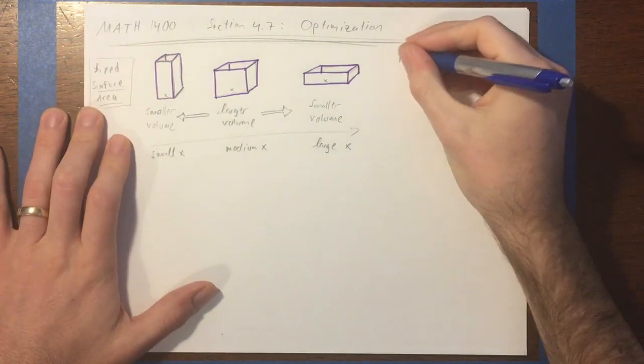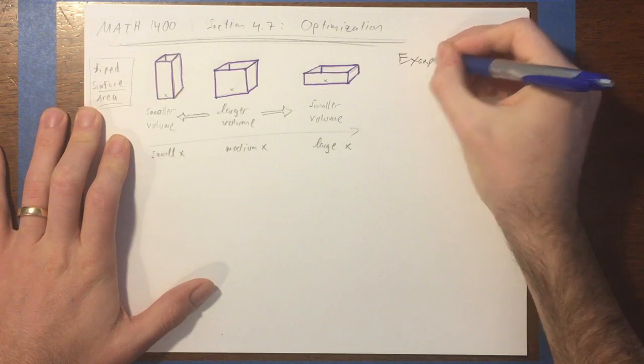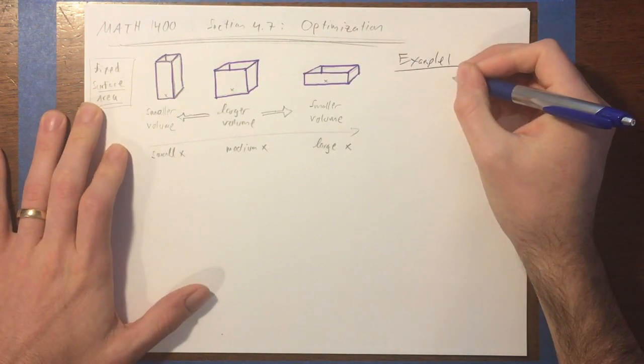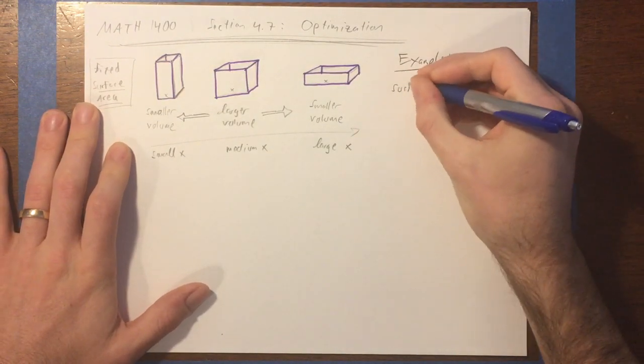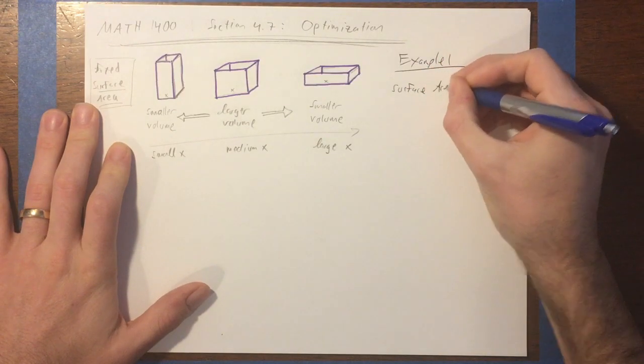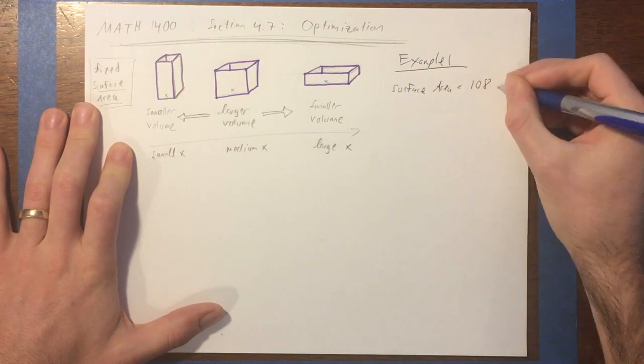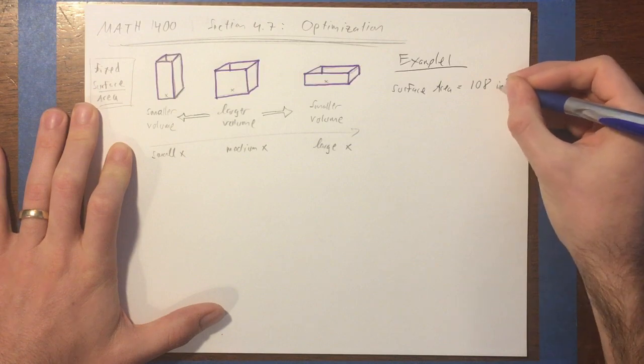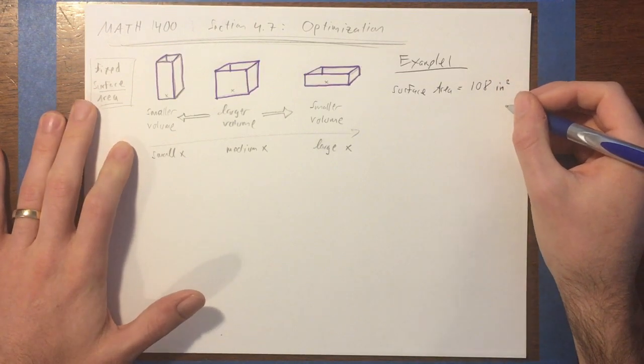So, in the first example, we'll go ahead and have surface area fixed at 108 square inches. Okay, so let's say that's our fixed surface area.